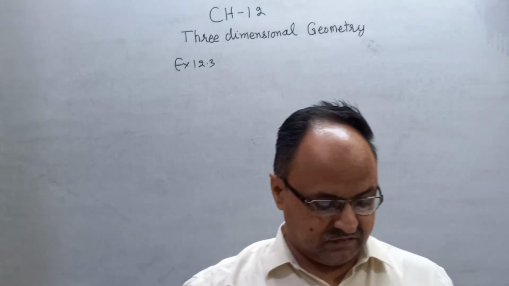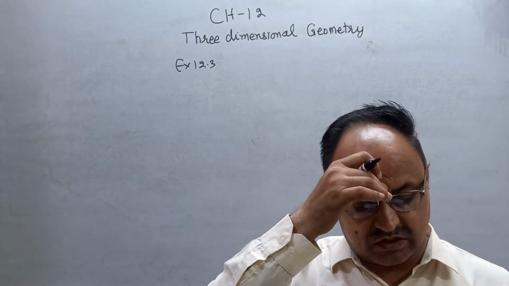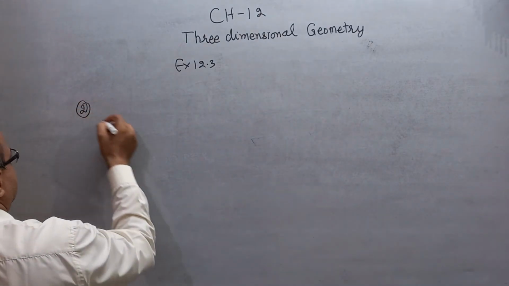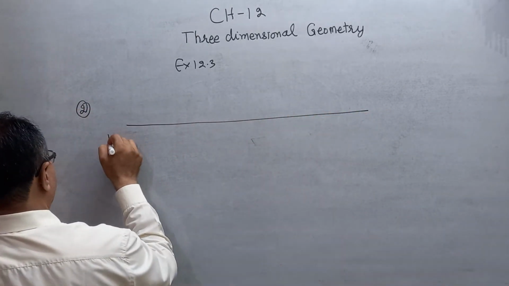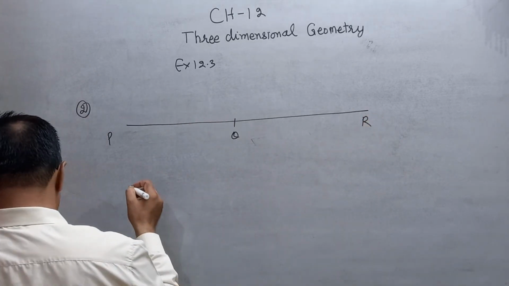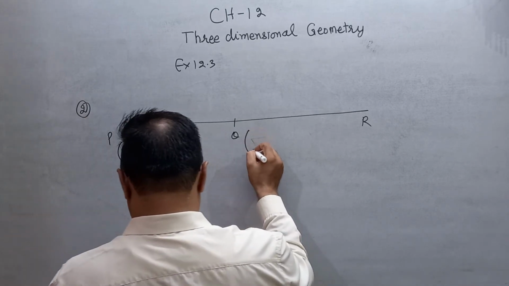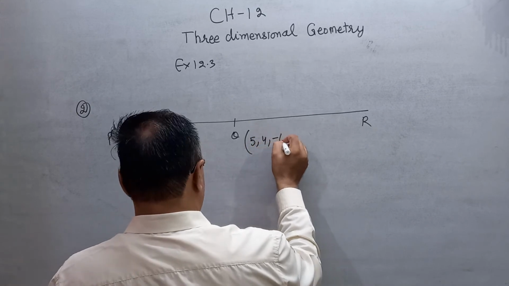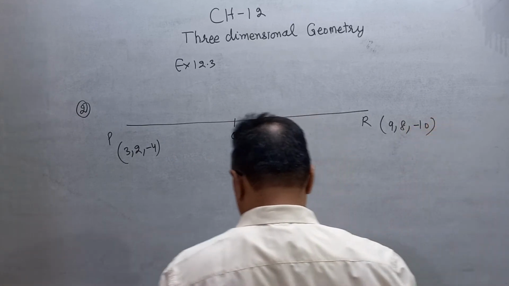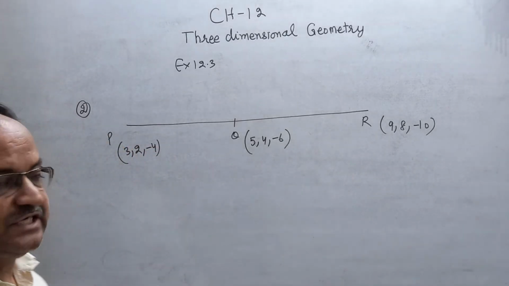Next, question number 2. Given the points P, Q, and R are collinear: P is (3, 2, minus 4), Q is (5, 4, minus 6), and R is (9, 8, minus 10). Find the ratio in which Q divides PR.